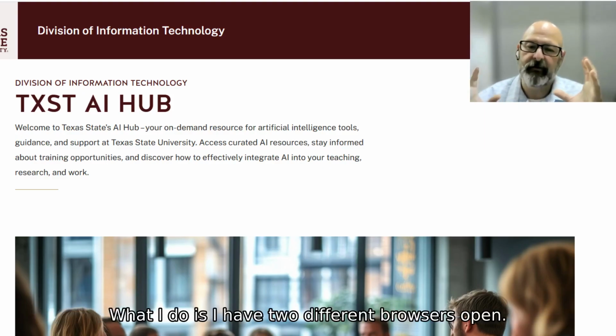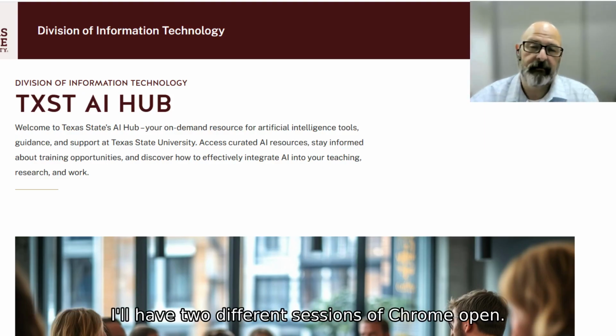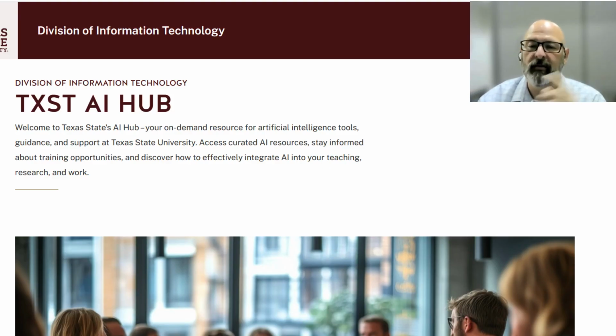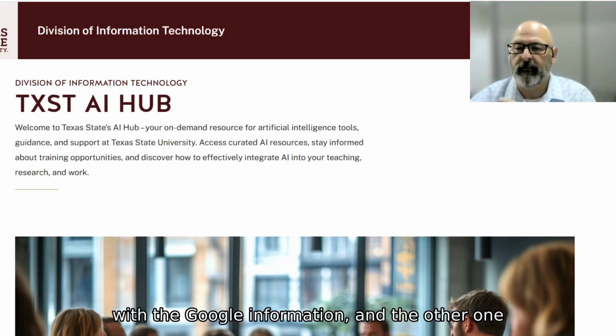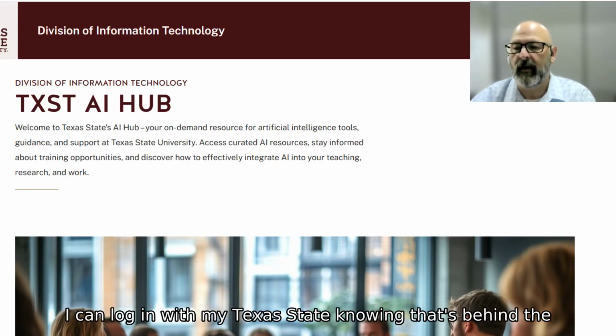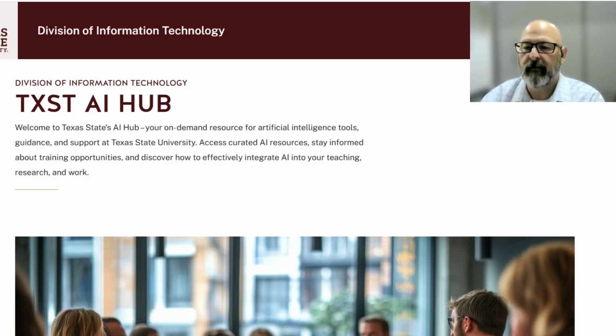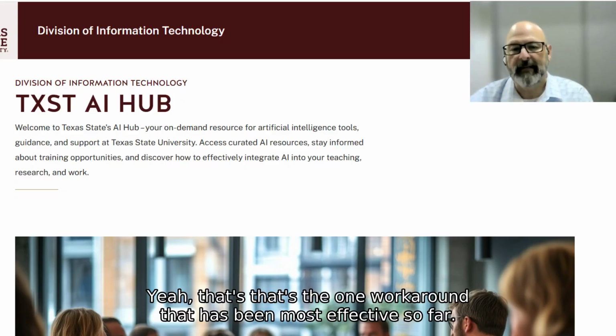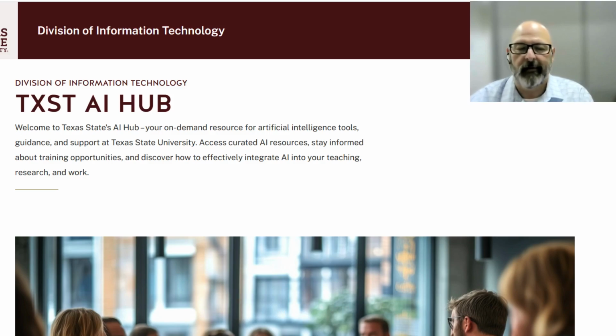What I do is I have two different browsers open. I'll have two different sessions of Chrome open. In one session I'll log into my personal email with the Google information, and in the other one I can log in with my Texas State account, knowing that's behind the security that we have. Yeah, that's the one workaround that has been most effective so far.